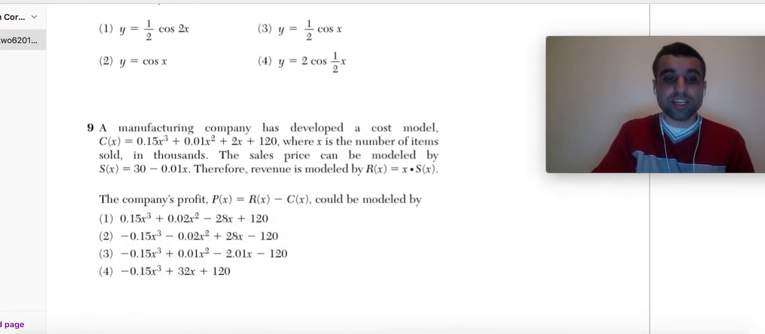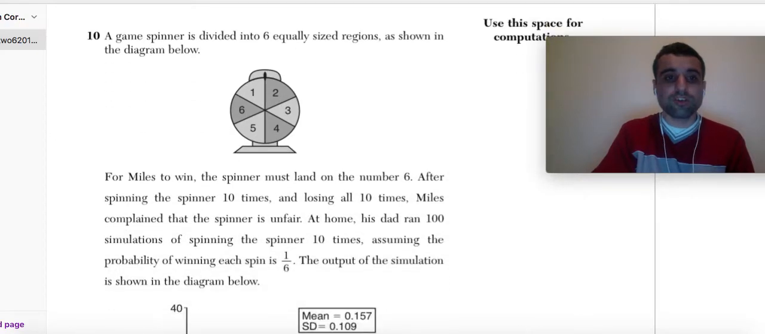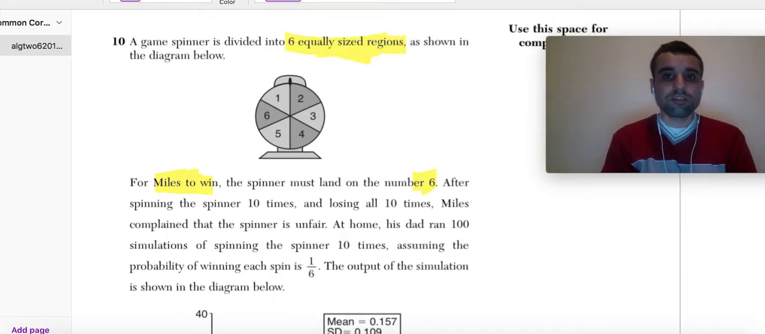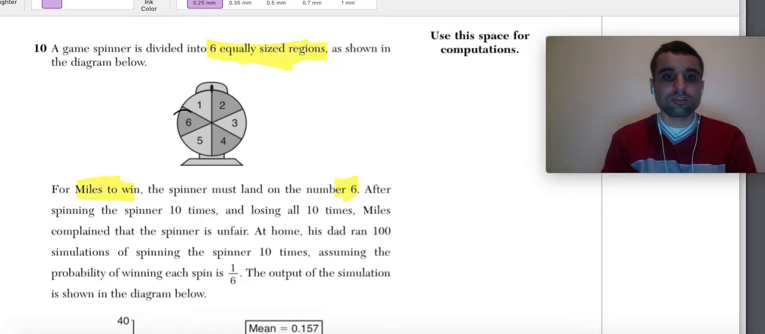Number 10. A game spinner is divided into 6 equal-sized regions, as shown in the diagram below. They numbered each of the regions 1 through 6. For Miles to win, the spinner has to land on a 6. So I'm just going to write here, he wants to land on 6 to win.